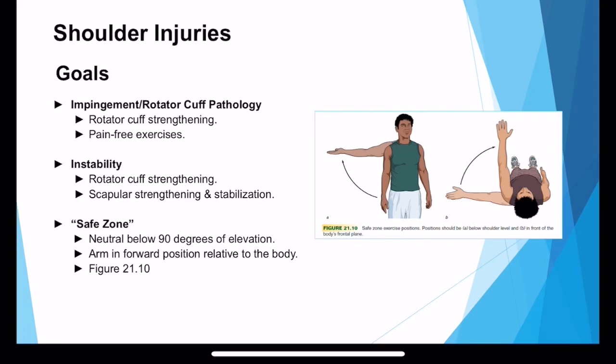So if someone has an impingement or rotator cuff pathology, we want to strengthen the rotator cuff and provide them pain-free exercises, of course. If someone has instability, we're again going to strengthen the rotator cuff, and then we're going to focus on scapular strengthening and stabilization. So we want to keep our clients with shoulder injuries in the safe zone. Now that you know, that is your duty. So the safe zone is keeping their arms, their extremities neutral below 90 degrees of elevation. And then again, the picture shows you exactly what that means.